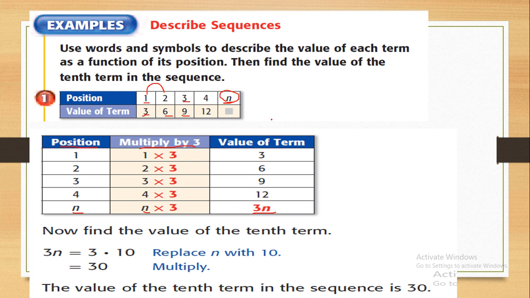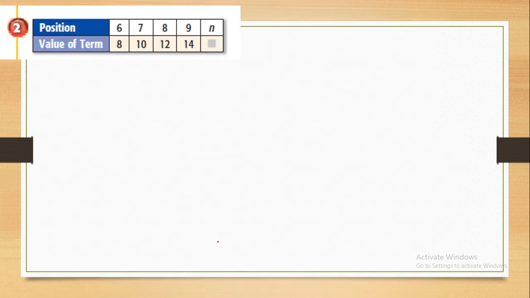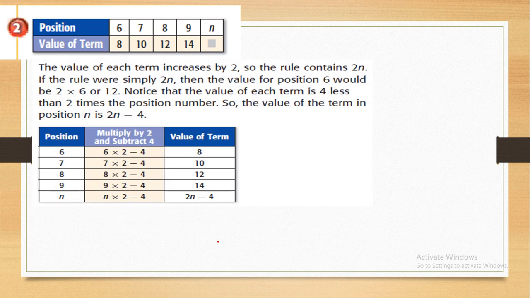Okay, حبايبي? Here he wants you to find the value of the 10th term. So now let's find it. I will just cancel n and put 10. So 3n will equal 3 times 10, that's equal to 30. So the value of the 10th term in the sequence is 30, okay? Let's see the next one.